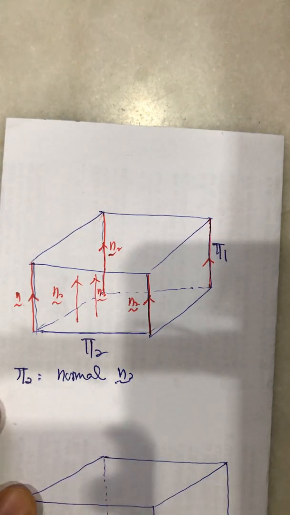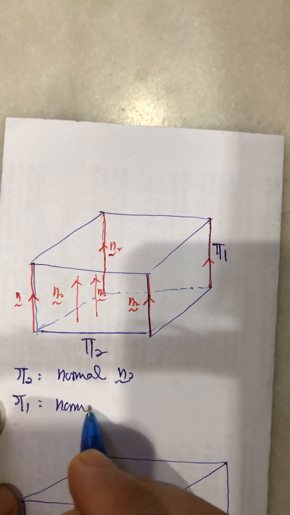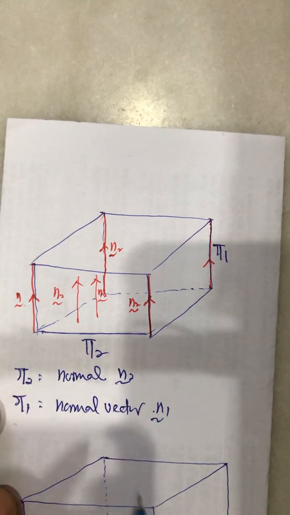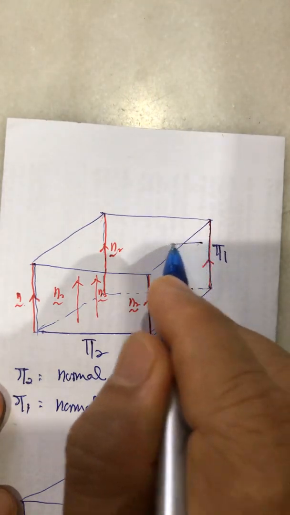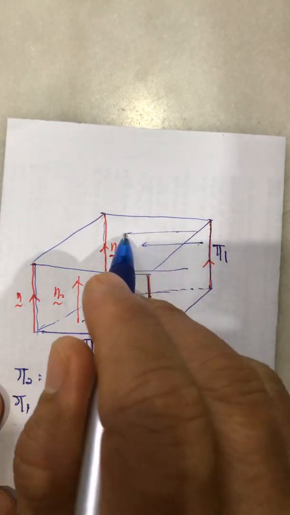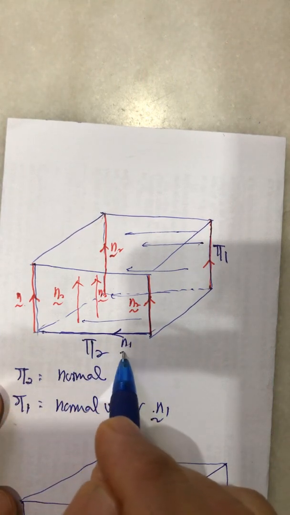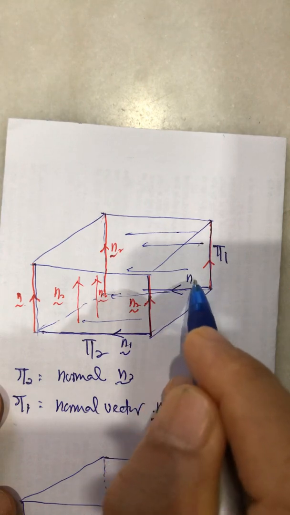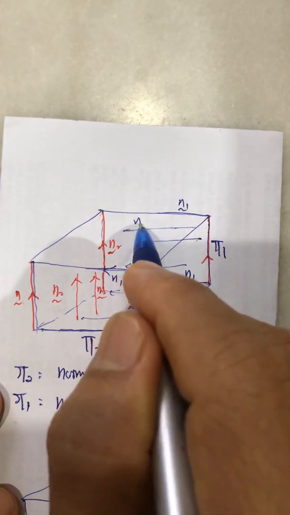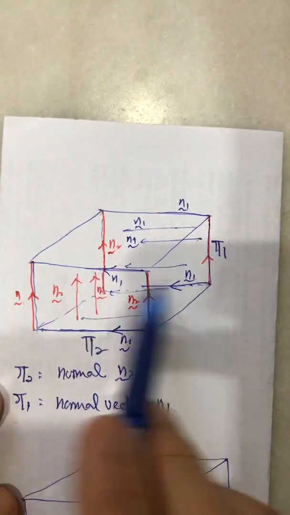For pi 1, we call the normal vector n1, 1 with 1, easier for you to refer. So for pi 1 we can have many vectors like that. This is the normal vector n1, and all these n1 are the same. That is the normal.